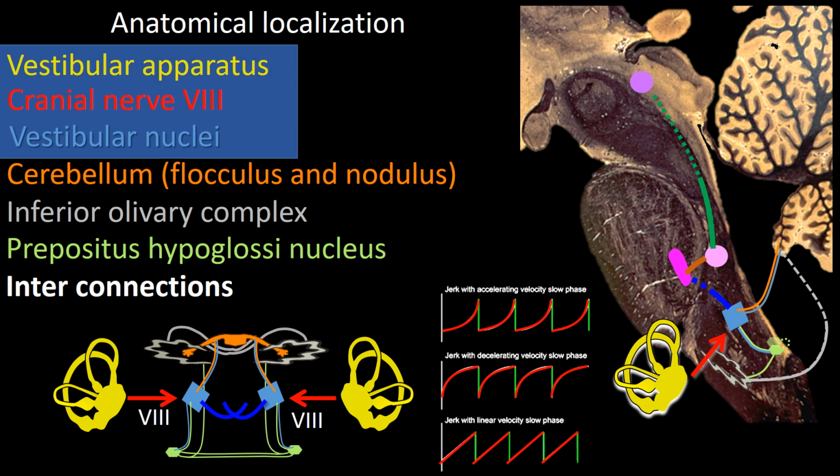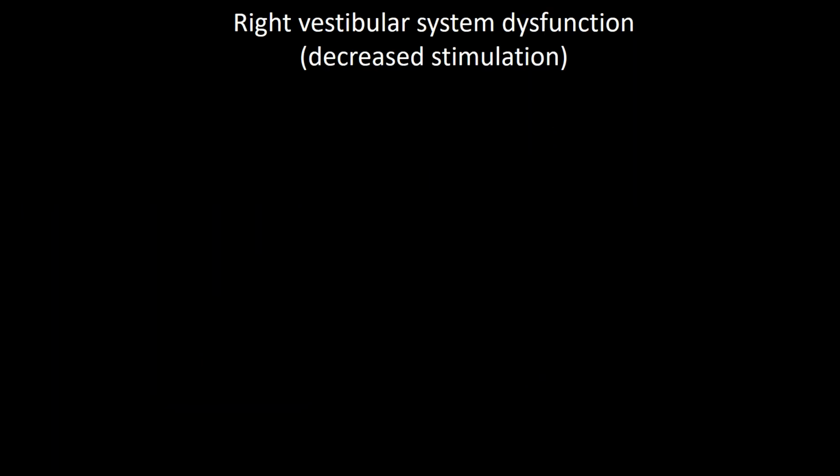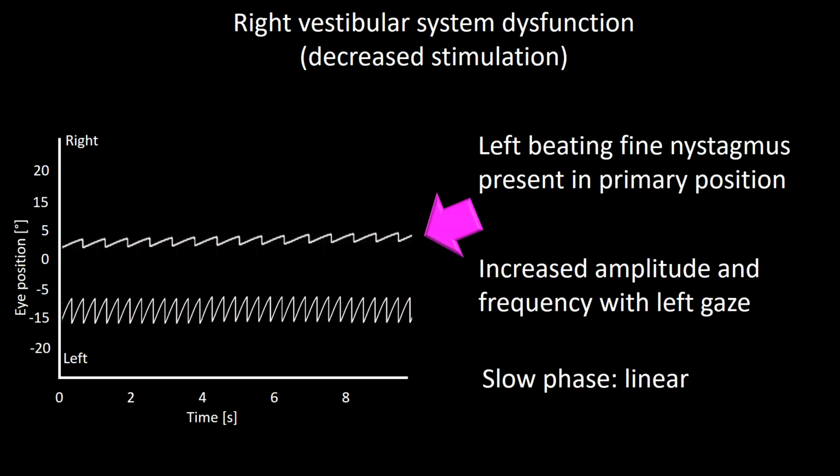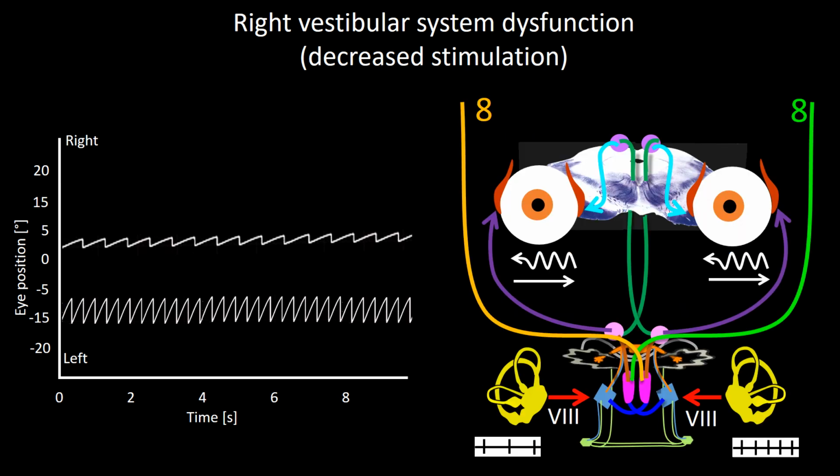When the damage involves the vestibular system, that is the vestibular apparatus, cranial nerve 8, or the superior, inferior, or lateral vestibular subnuclei, if the dysfunction is on the right side and it results in decreased vestibular nuclei stimulation, as stated in this heading, the characteristic oculographic finding consists of left beating fine nystagmus in the primary position that, upon gazing to the left, the side of the direction of the fast component, increases in frequency and amplitude. Notice that the slow component is linear. I am adding this diagram to explain the nystagmus direction.